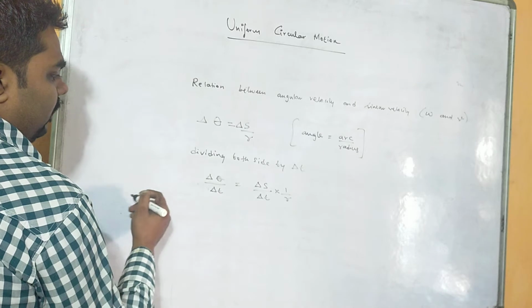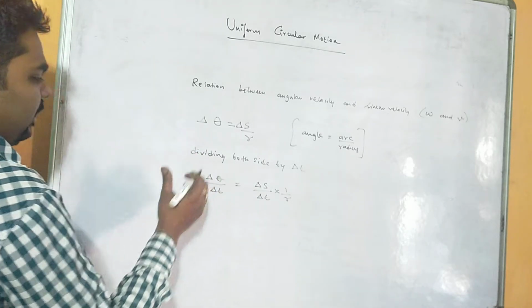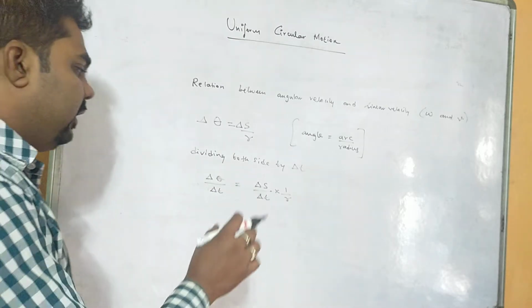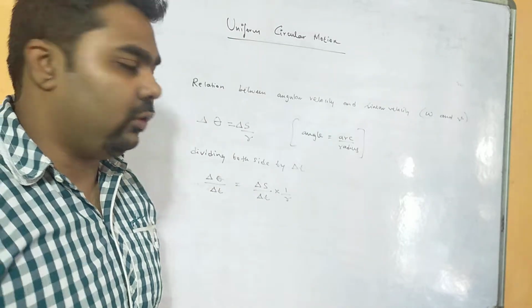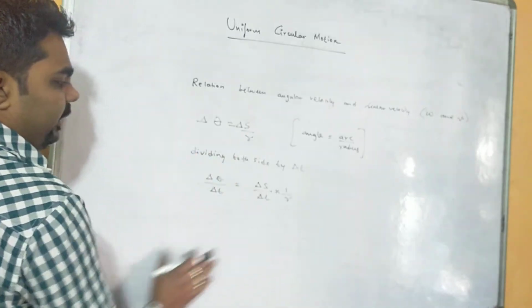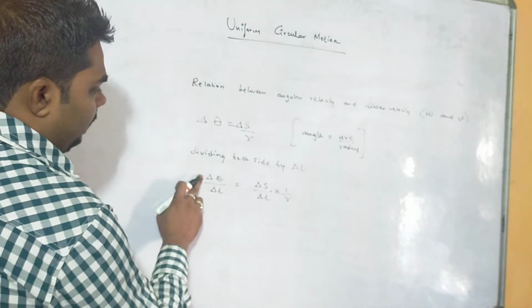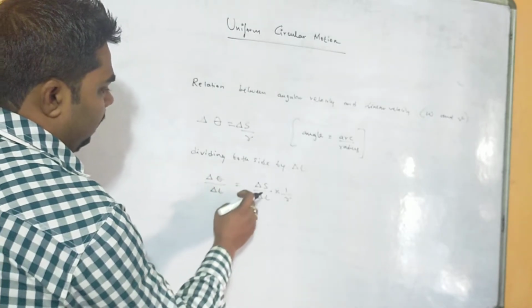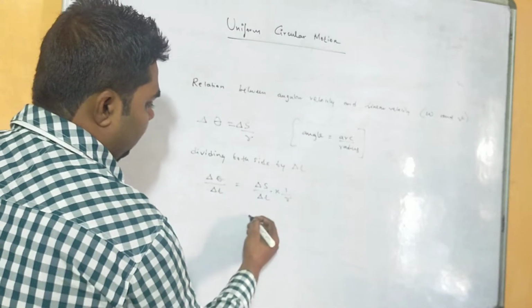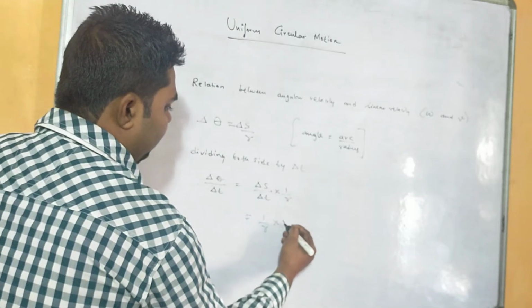And here we can place the limit also, or if I remove the limit concept just for the time being, for the limit del t turns to 0. Okay, so del theta by del t, so I am dividing by del t here. Now when I divide by del t, del theta by del t equals del s by del t into 1 by r. So what is this? 1 by r, this is what? A v.